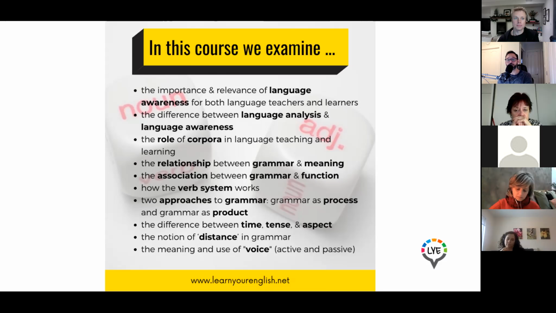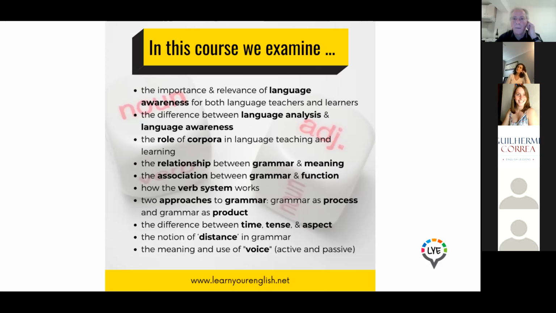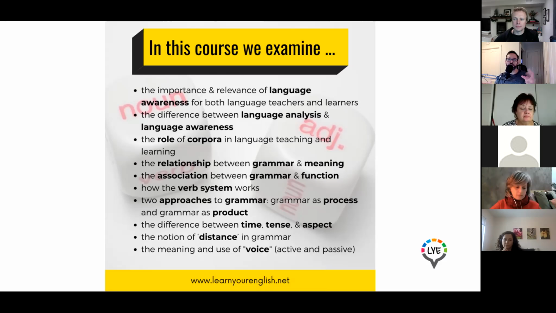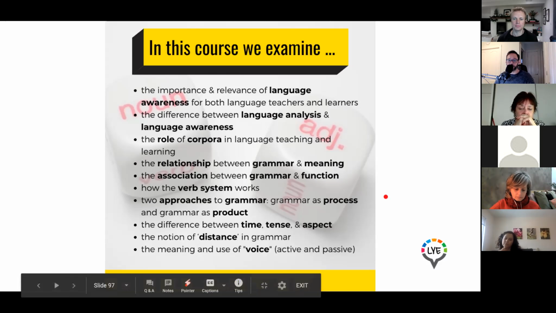We talk about Batstone, and I don't know if Mike knows Batstone. Rob Batstone? Great work. He talks a lot about grammar as process and grammar as product. There's an entire unit where we talk about time, tense, and aspect. The course has lots of activities. One of the things that we try to do in this course is we're not trying to teach you something, we're trying to lead you into the discovery of a lot of these things. We focus on this idea of distancing grammar. And I think one of the last units is the idea. We focus a lot on voice.